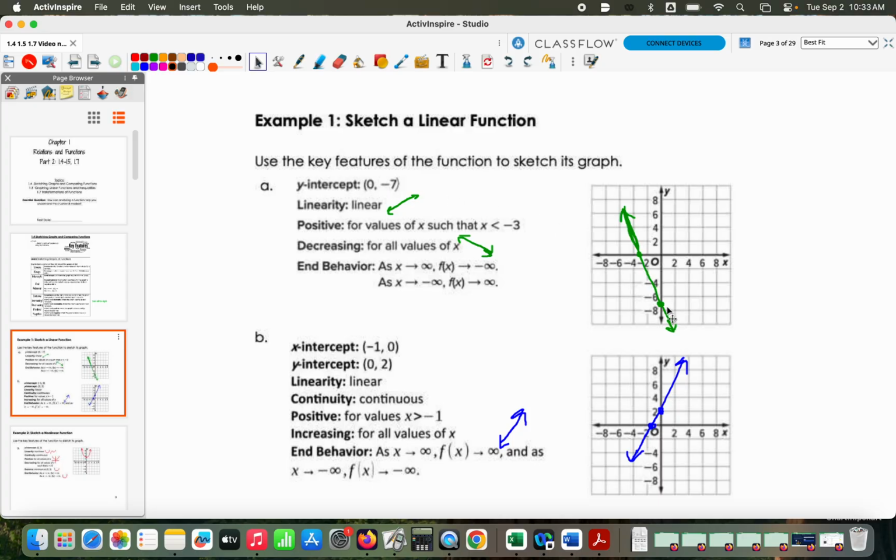So (0, -7), I would plot that point. That's my y-intercept. It is linear is what they're telling me. The linearity, yes, it is linear, so I know it's either going to go up or go down. It's positive for values of x such that x is less than -3. It's a little bit trickier.